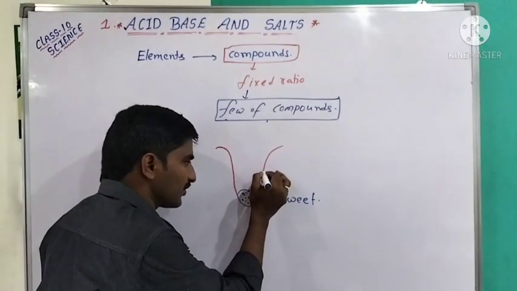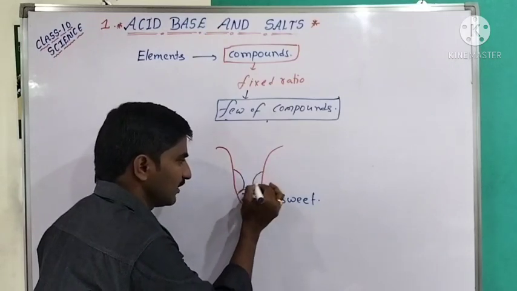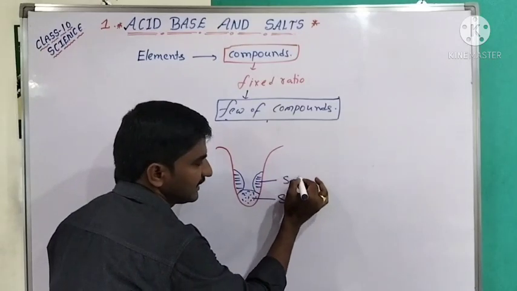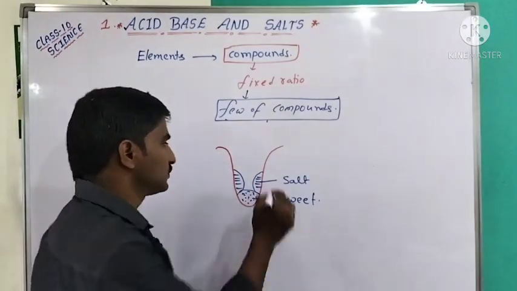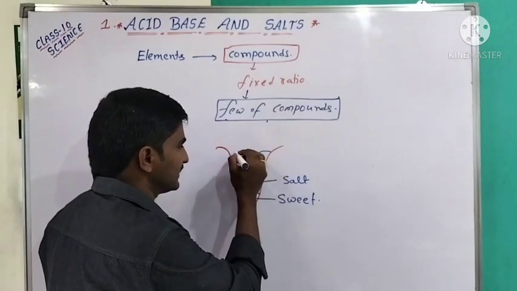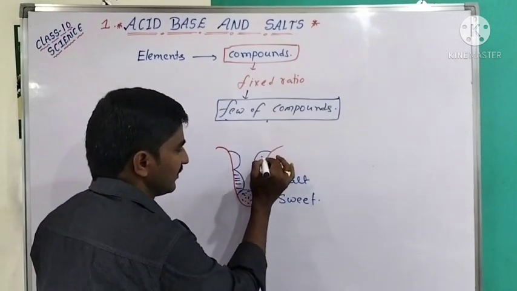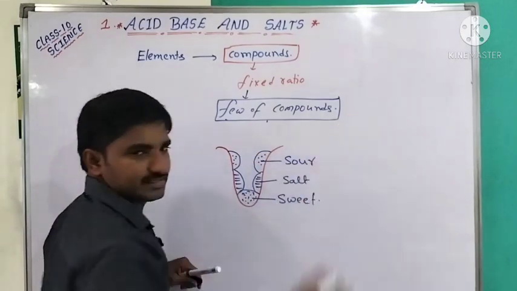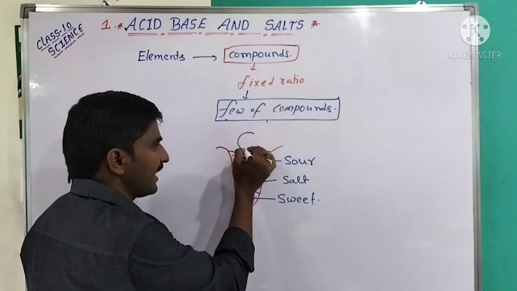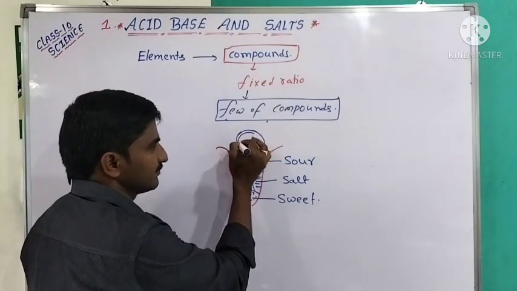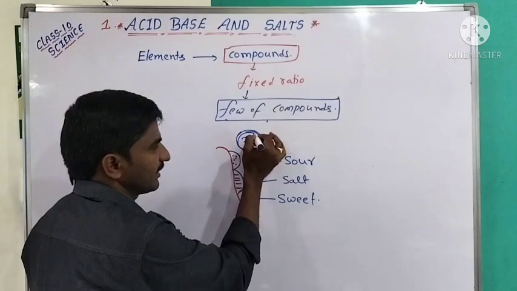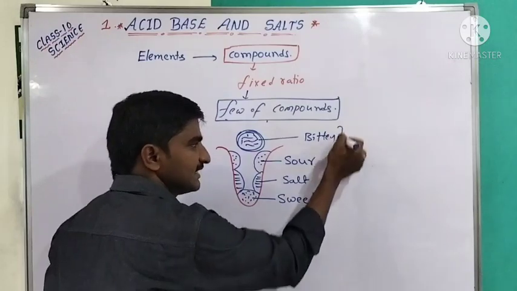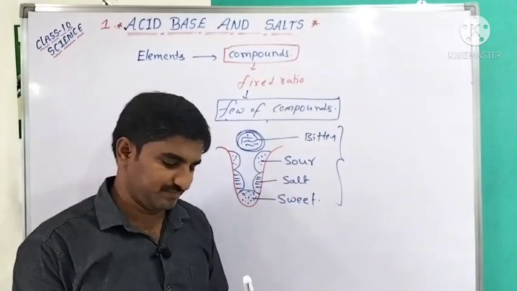In the above, this side portion identifies the salty nature. The middle portion can identify sour taste. The middle of the back portion of the tongue can identify bitter. So finally, this classification was given in the earlier days.